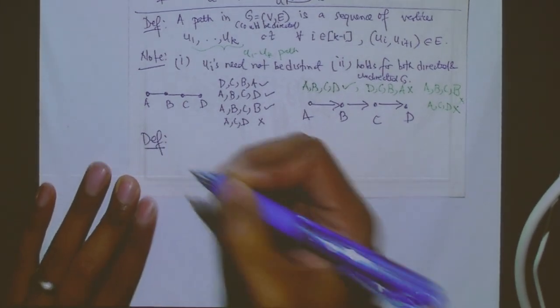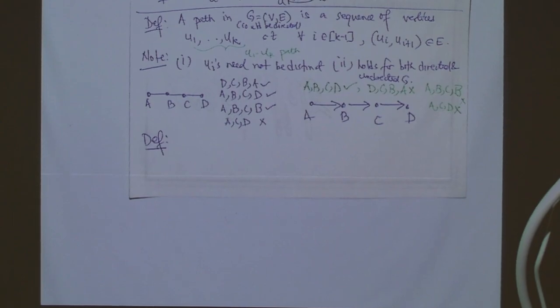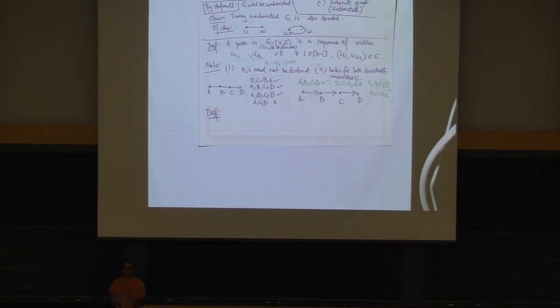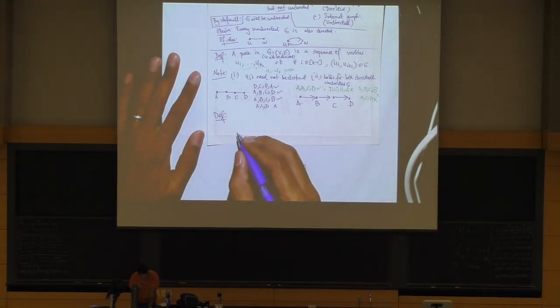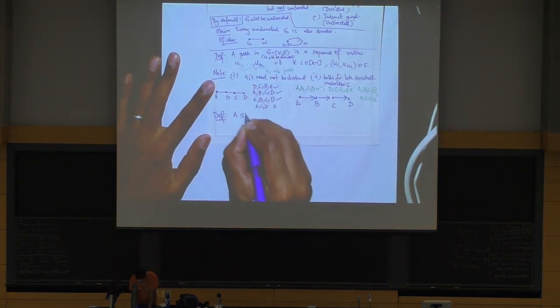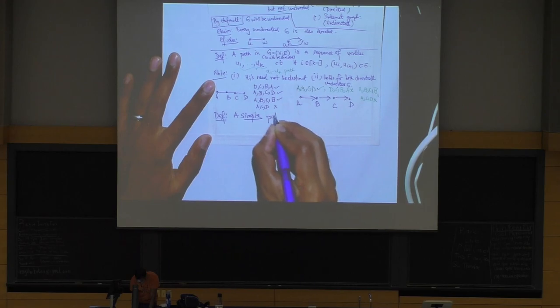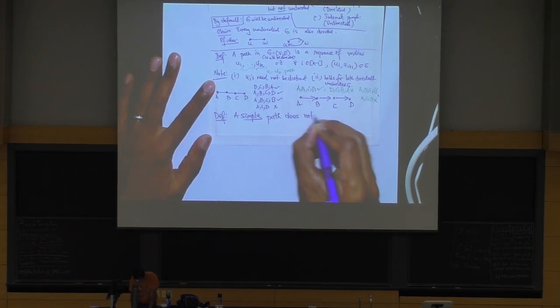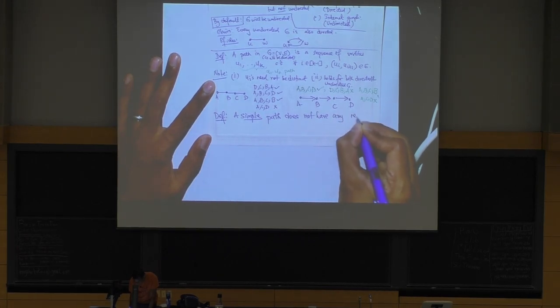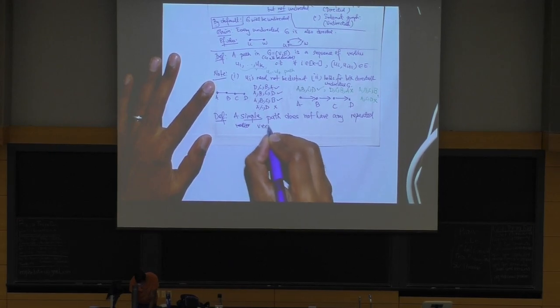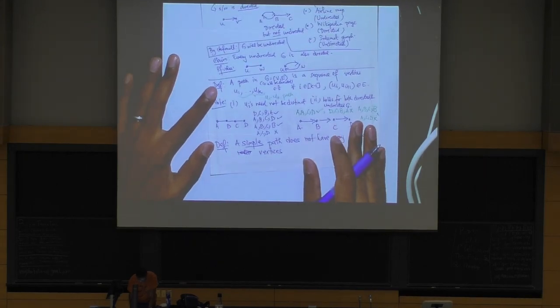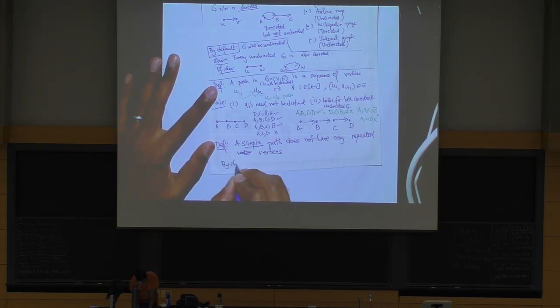So we're going to make another definition. The definition of a path allows for repeating vertices. So there's a definition of a special kind of path where nothing is repeated. So we say a simple path does not have any repeated vertices. And by default, we assume that paths are simple.